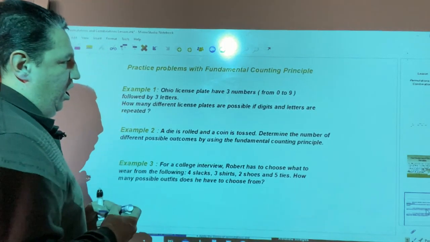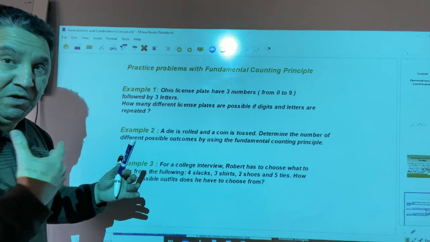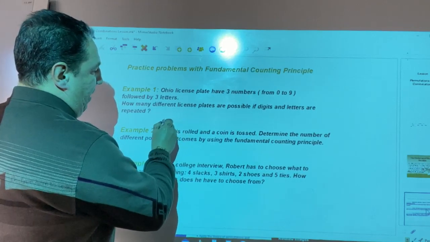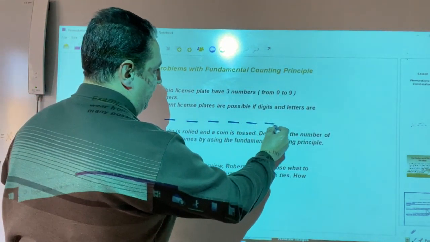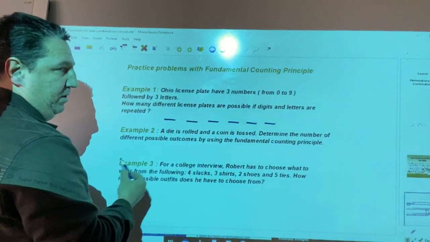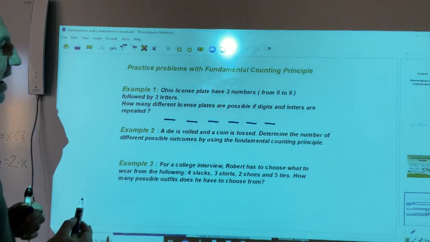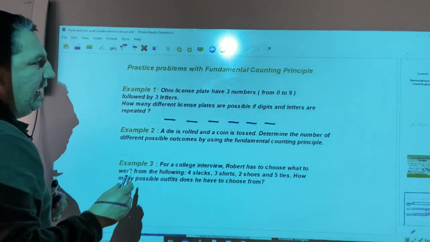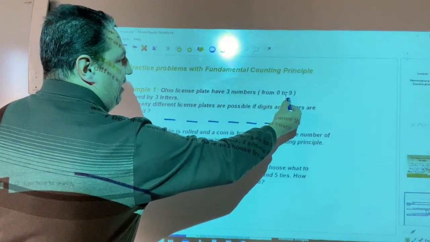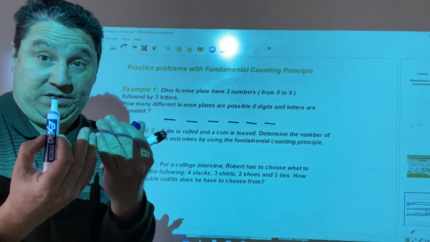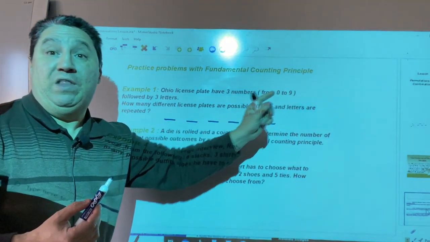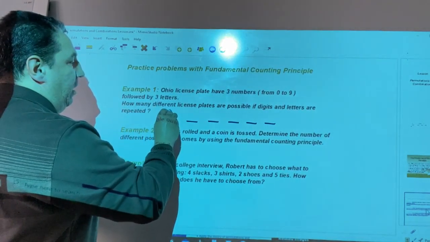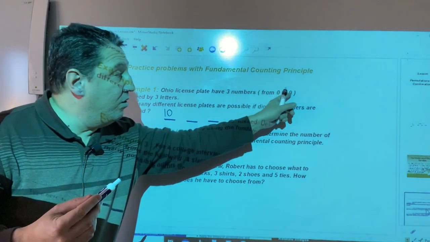So, to find all the possible outcomes, let's draw six spots. 1, 2, 3, 4, 5, 6. Three numbers and three letters. Now, remember, digits and letters can be repeated. Now, we have 10 possible numbers for each spot, 0 to 9. For the first spot, we have 10 possible numbers, 0 to 9.